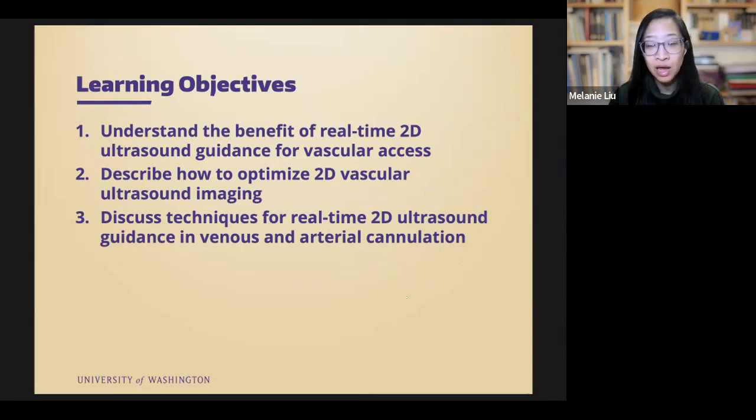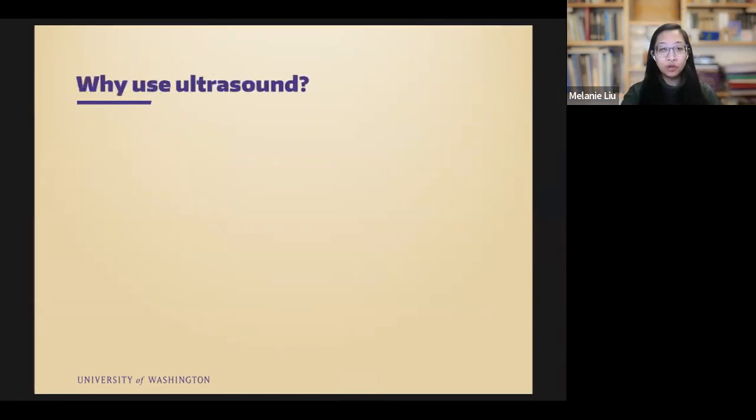And I will say at the University of Washington, as you can probably imagine, between Dr. Nikravan and our other faculty, we are a pretty ultrasound heavy, ultrasound friendly institution. Most of our residents learn how to use ultrasound for both venous and arterial cannulation very, very early on, and they are very facile with it. So I'll show you some of the techniques that I've seen here and have incorporated into my practice since I came here.